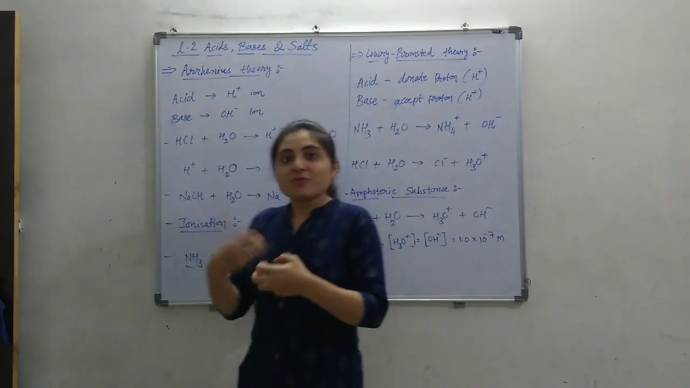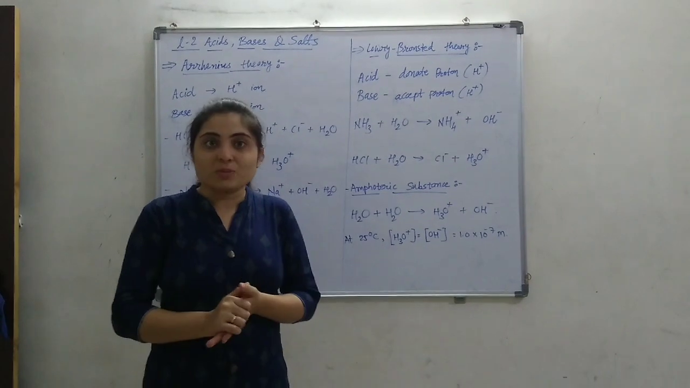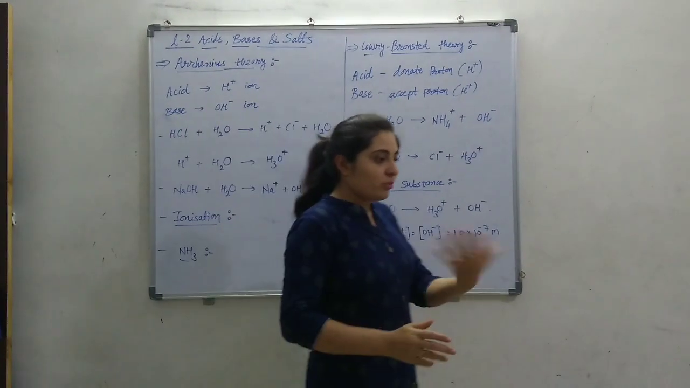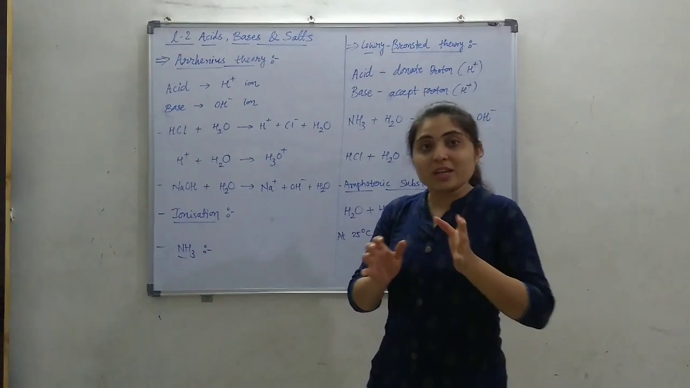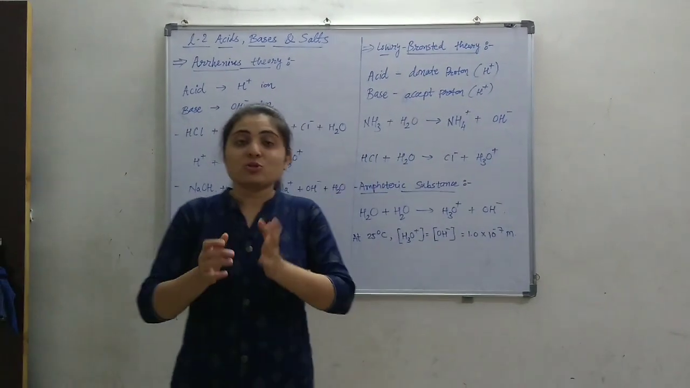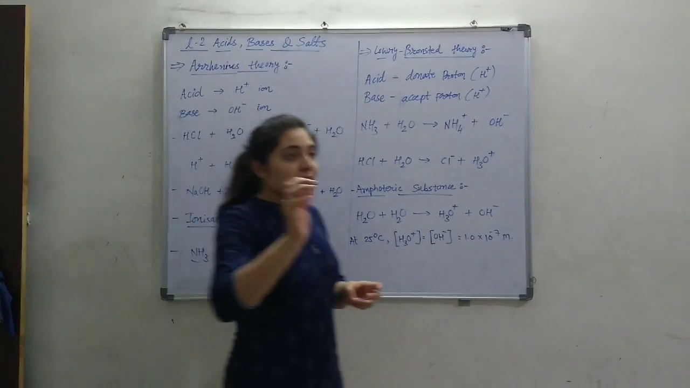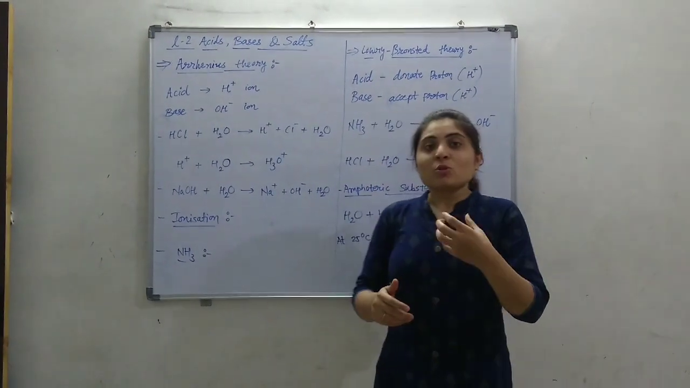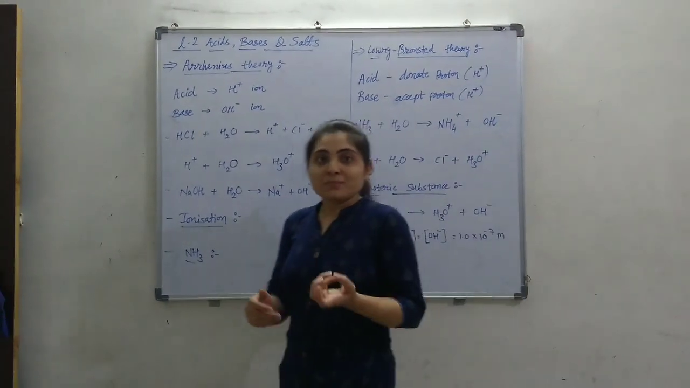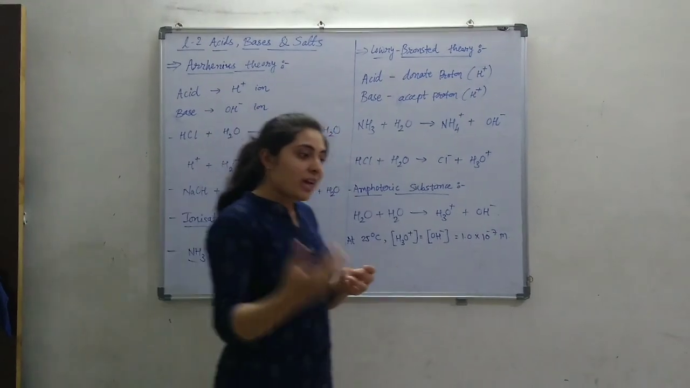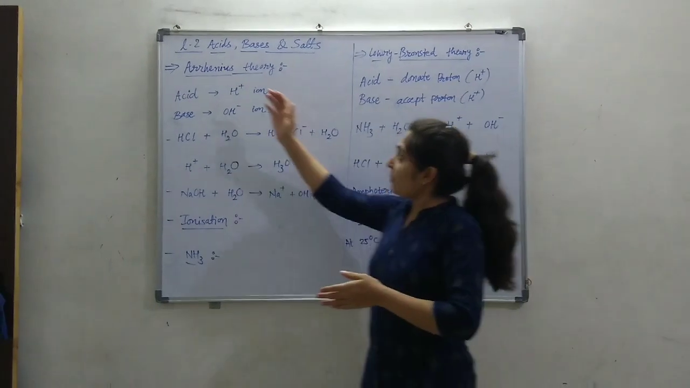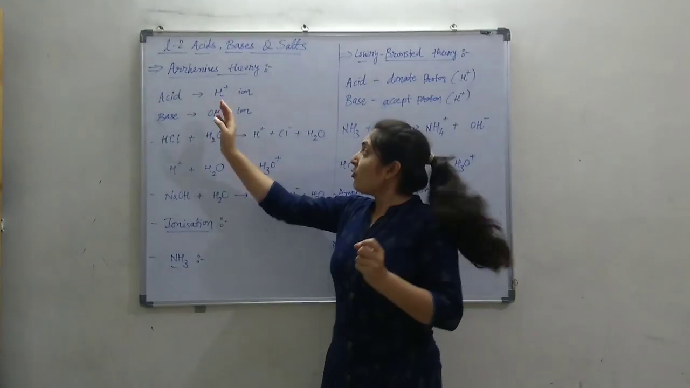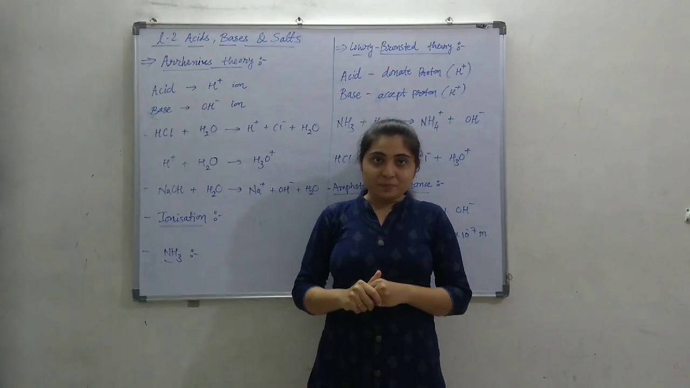So, we are trying to define what is acid and what is base. Up to now, whatever we have learned is a property-based definition, but what actually makes acid and what actually makes base, that we are trying to define. So Arrhenius gave a theory and tried to define acid and base. According to Arrhenius theory, acid is a thing which has H plus ion.